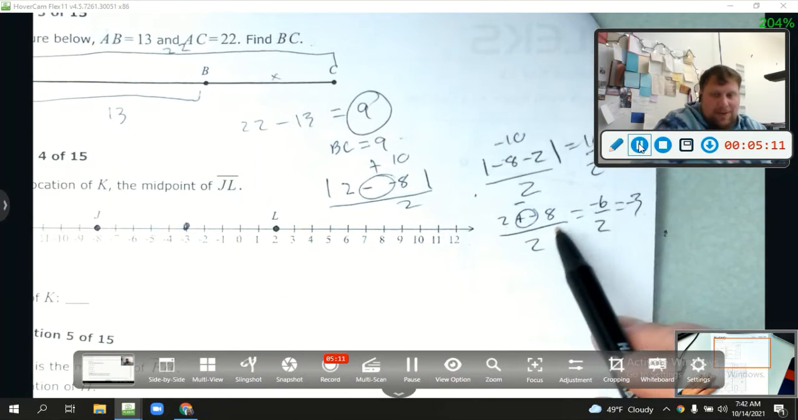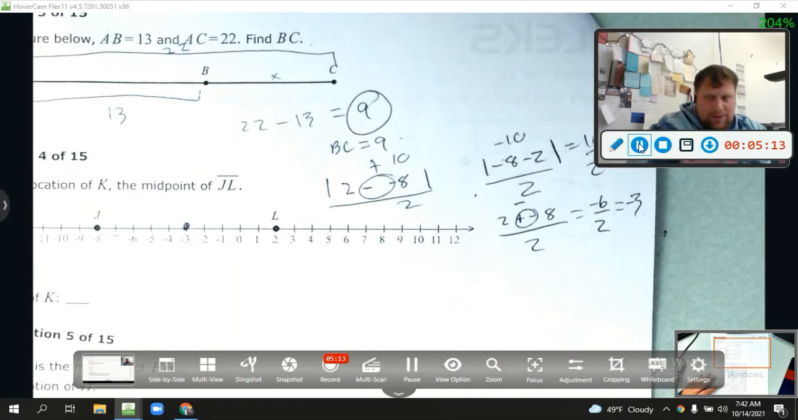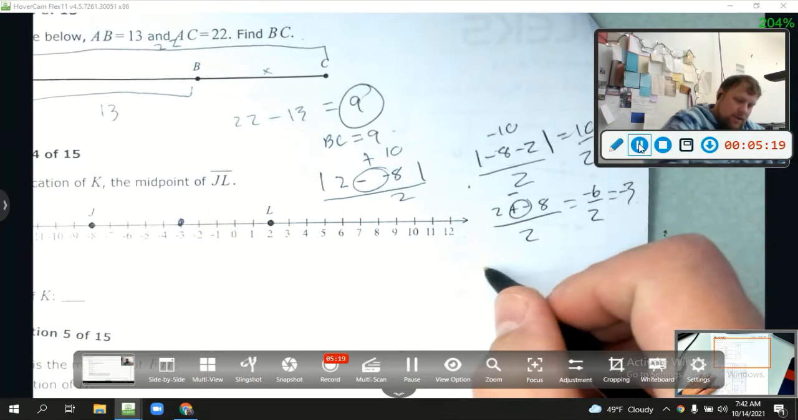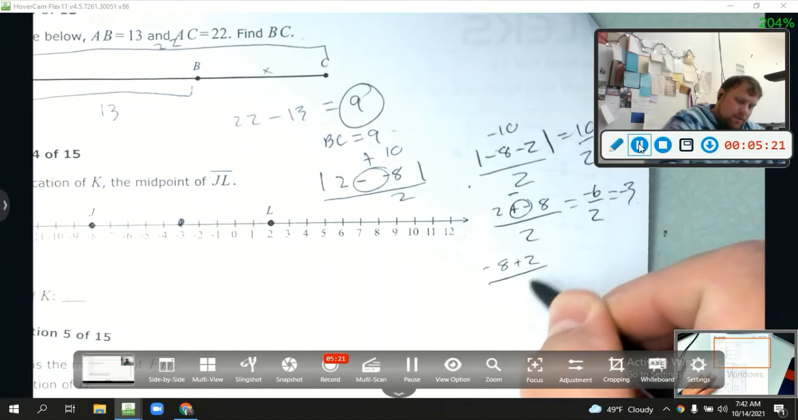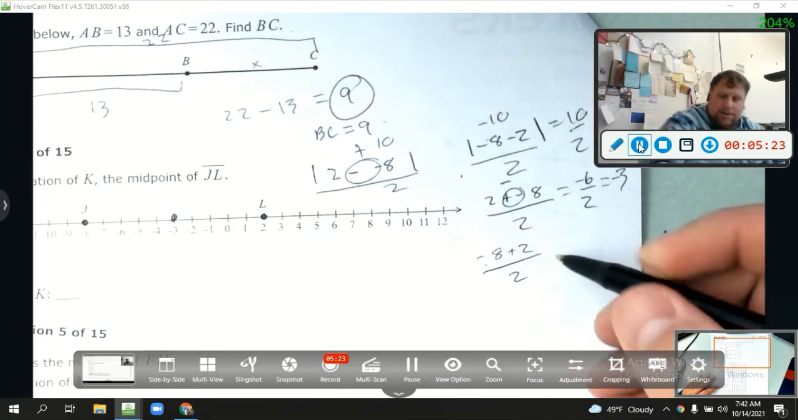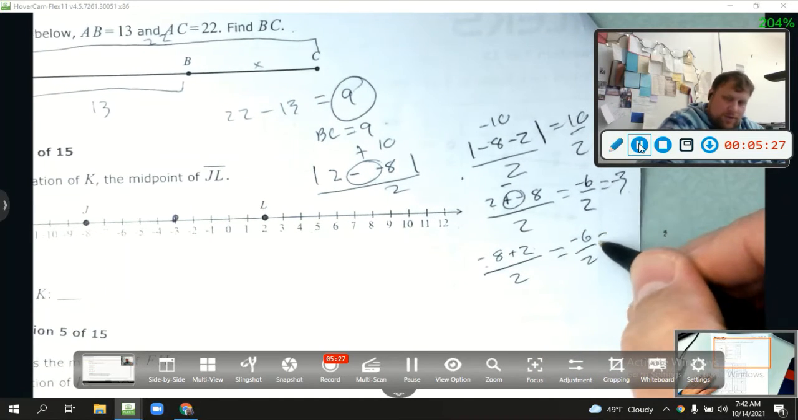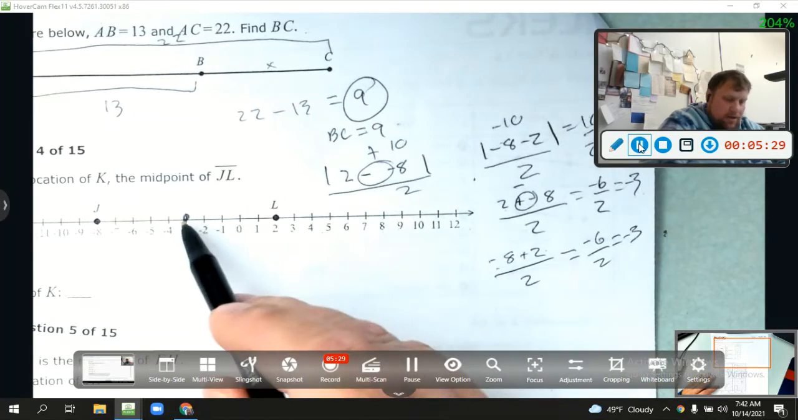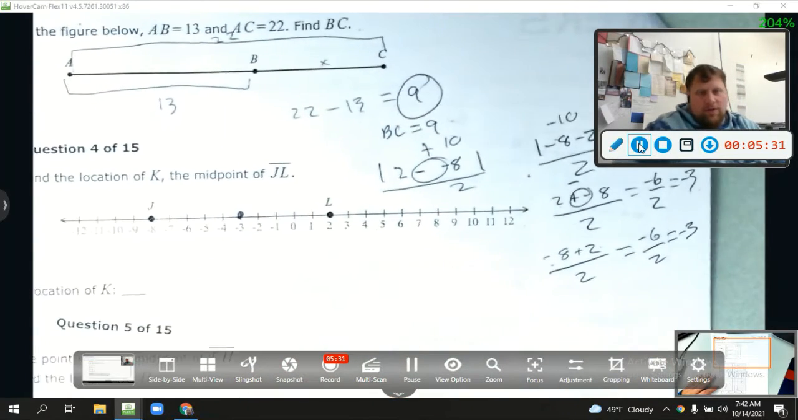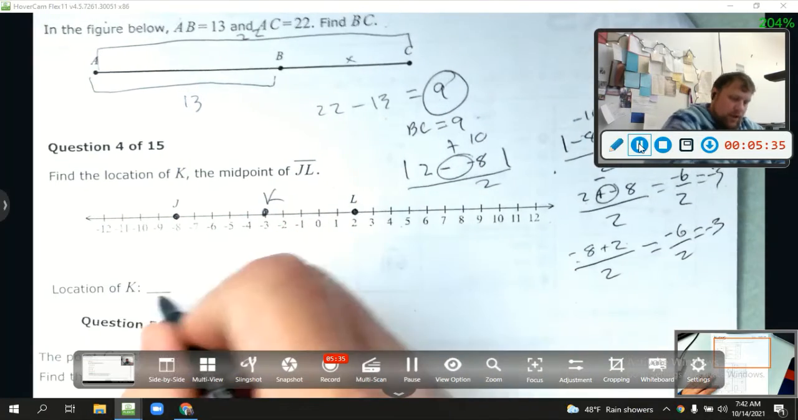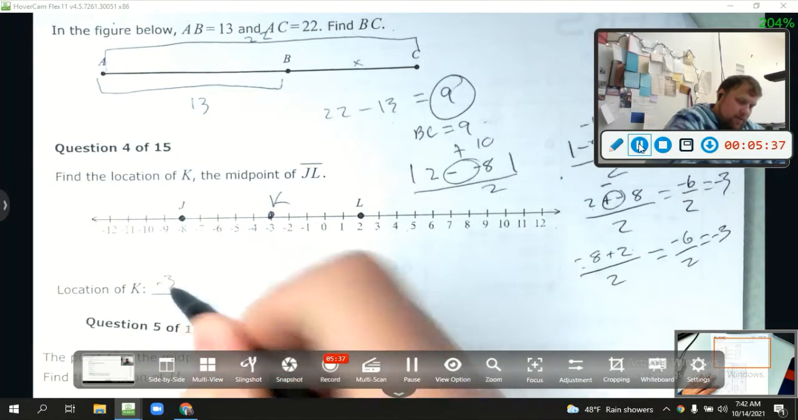I actually like this method better, but I always show the other method because it uses the distance formula, and it's good to use that. And again, this one doesn't matter which order you do it in. You could have said, what's negative 8 plus 2 over 2? Negative 8 plus 2 is negative 6 over 2, which is negative 3. Either way, no matter what you're doing, you're getting negative 3 for the midpoint. So this is K. Location of K is at negative 3.